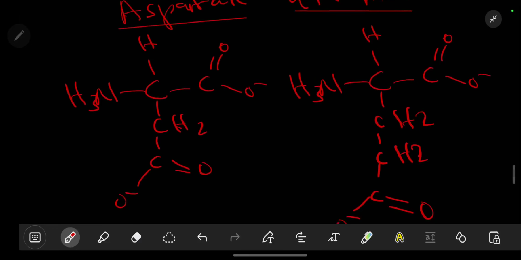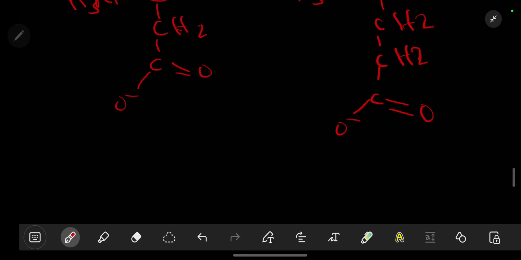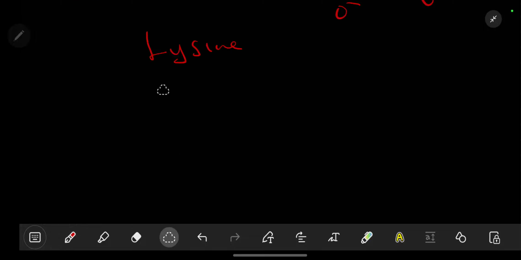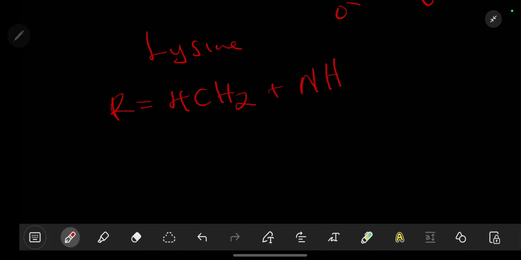Then let's move on to our lysine. So our lysine will look like something like this. So R group will be equal to 4 CH2. So there will be 4 of these plus the NH3 like that. So that is basically what the lysine is. So it is charged. So this is what is making it to be charged like that.